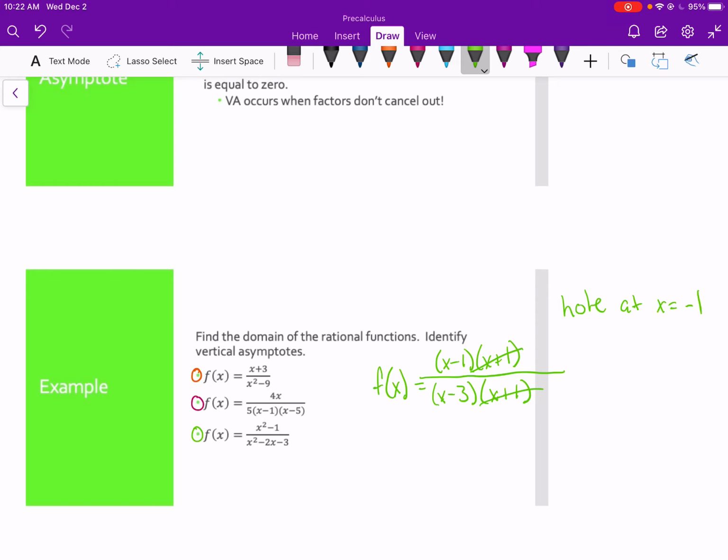And then we take what's left on the denominator and set it equal to 0. So x minus 3 equals 0. So our vertical asymptote here is at x equals 3.